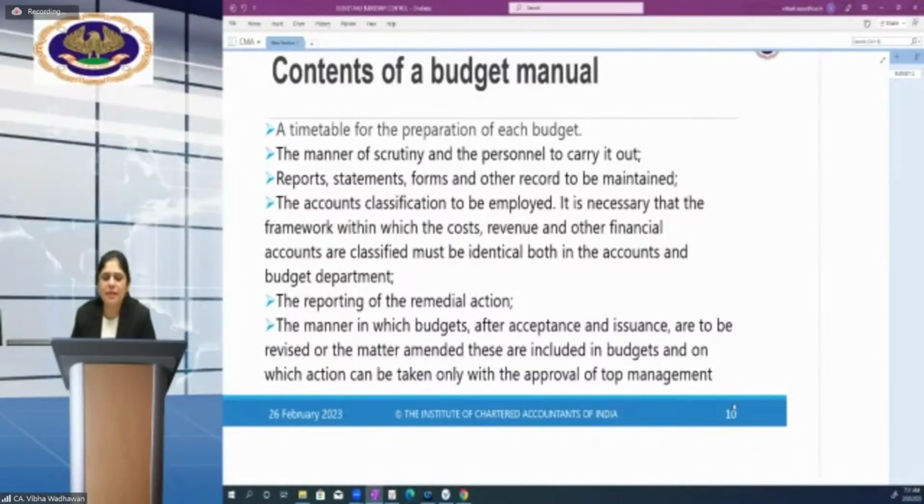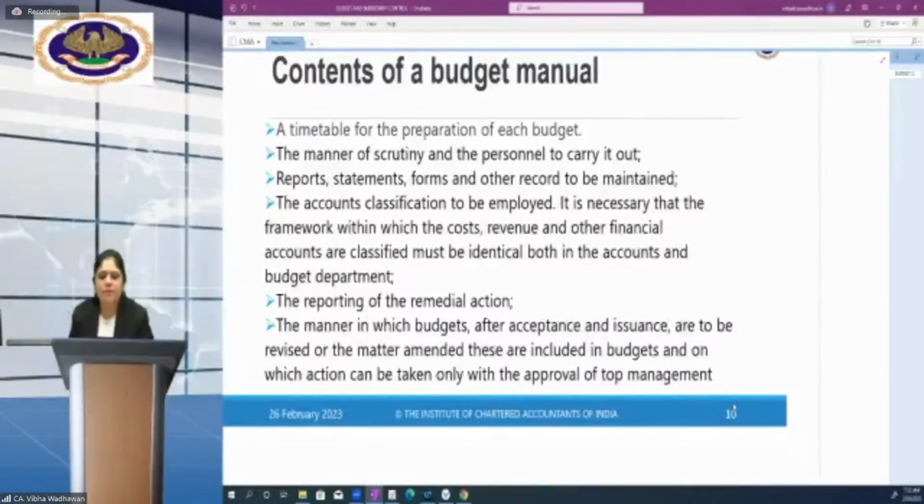The accounts classification to be employed. It is necessary that the framework within which the cost, revenue, and the financial accounts are classified must be identical both in the accounts and the budget department. So if we are making a separate factory overhead, selling and administration overhead, or if selling and distribution are together, or selling is separate and distribution is separate, every head of the budget, every head of the format has to be explicitly defined in the budget manual.